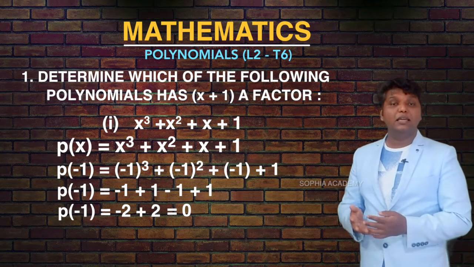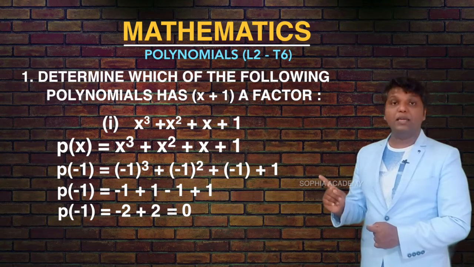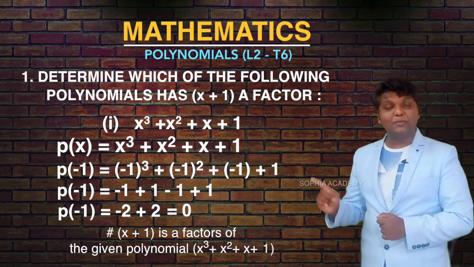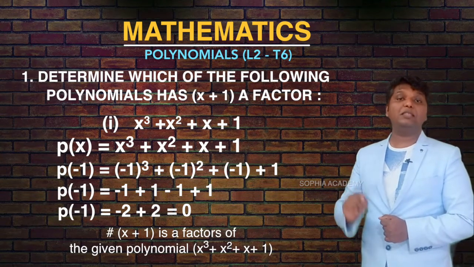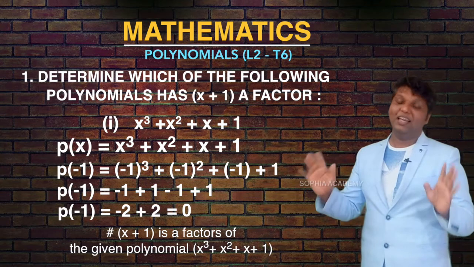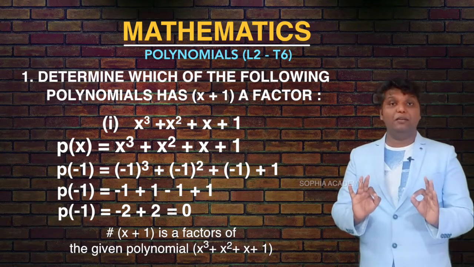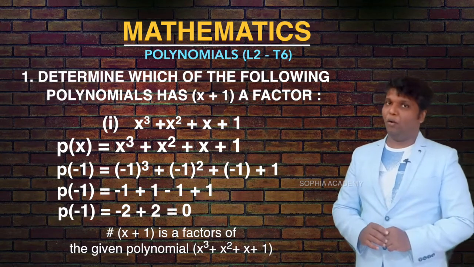So you got it as 0, means the remainder you got is 0. What does it mean? If you are getting a remainder as 0, it means that x plus 1 is a factor of x cube plus x square plus x plus 1. So like this we can understand, from the remainder which we received, we can say whether it is a factor or not.